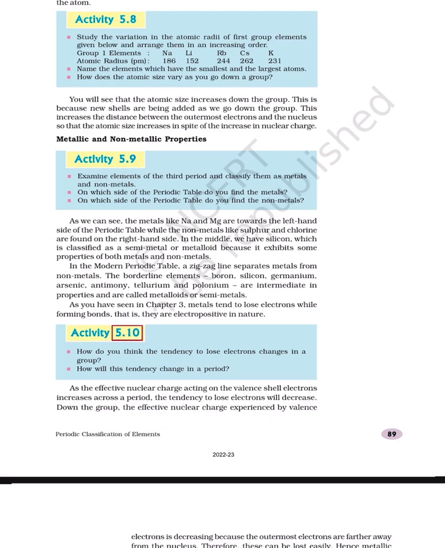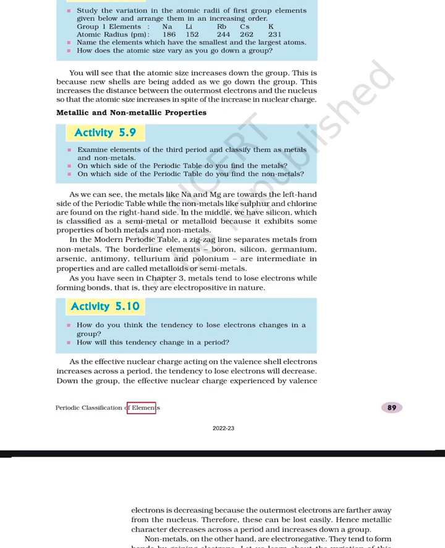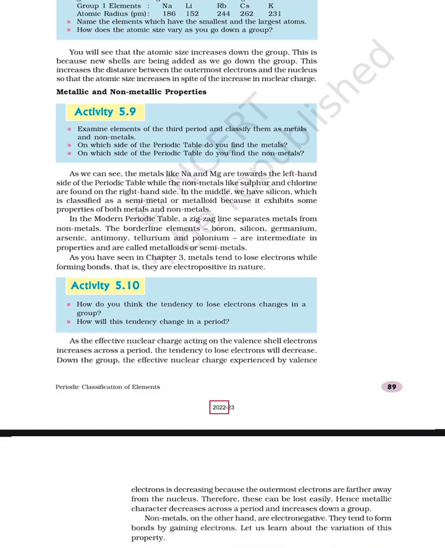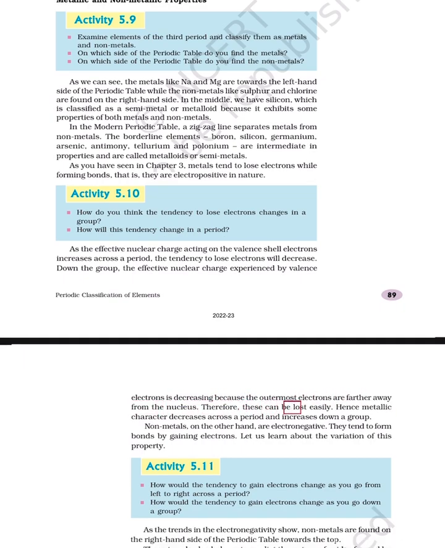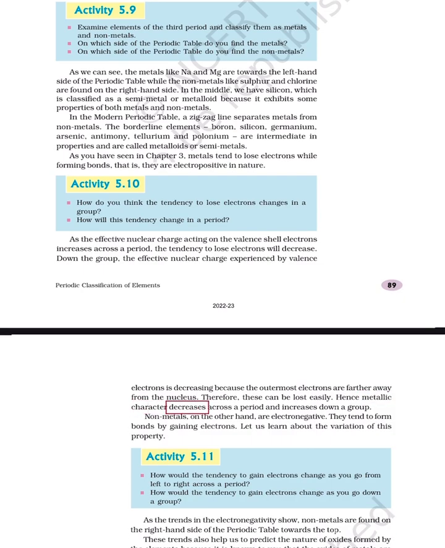Activity 5.10. Periodic classification of elements. Electrons is decreasing because the outermost electrons are farther away from the nucleus. Therefore, these can be lost easily. Hence, metallic character decreases across a period and increases down a group.